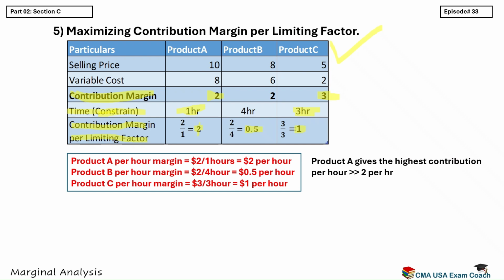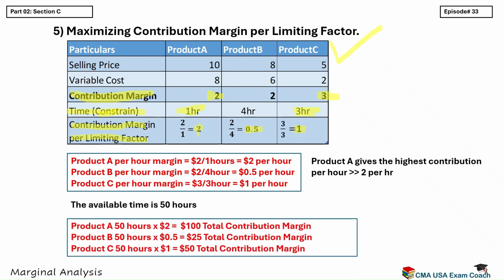Now let's take this a bit further and see how we can calculate the total profit based on the time available. Suppose the company has only 50 hours of production time available. That's our limiting factor. Now, we'll look at how much total contribution we can earn if we used all 50 hours to produce each product individually. Let's start with Product A.